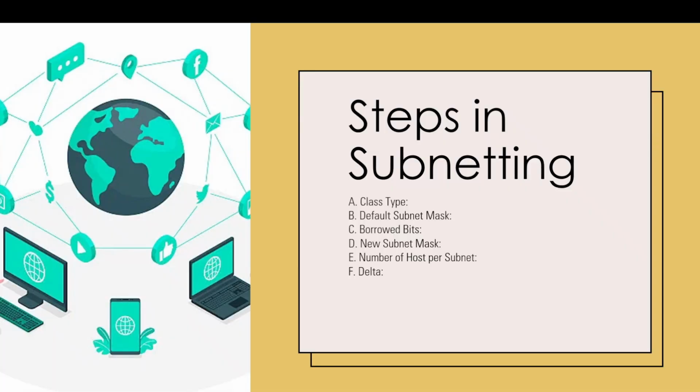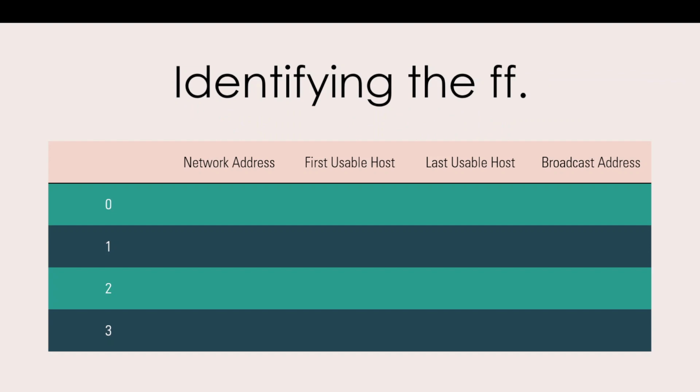In subnetting, there are at least 6 steps as far as I know, which are determining: A, the class type; B, the default subnet mask of an IP address; C, the borrowed bits; the new subnet mask; the number of hosts per subnet; and lastly the delta. Later in this video, I will demonstrate how to solve each of these, given an example IP address. Next is identifying the network address, the first usable host, the last usable host, and the broadcast address.